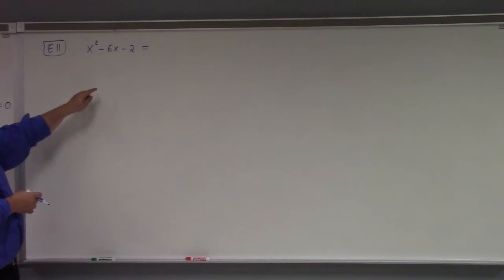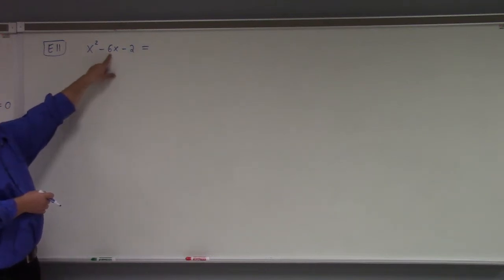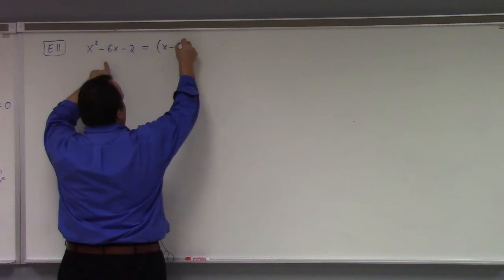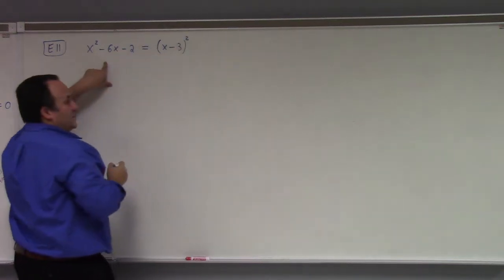We take half of the coefficient of x. What's half of this? The coefficient of x here is minus 6, so we do minus 3. So we do x minus 3, and we square that. All right?